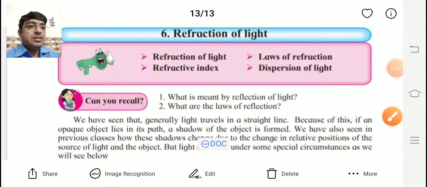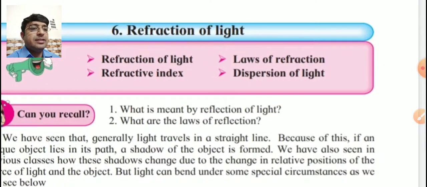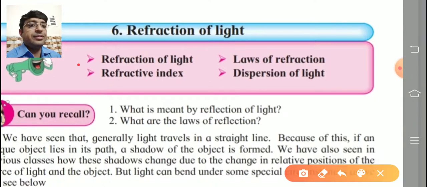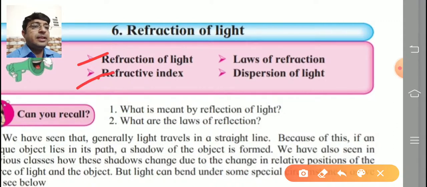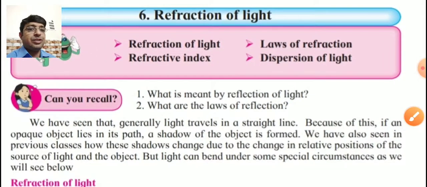Hello students, today we start the new lesson number 6, refraction of light. Four main points are given in this lesson. First one is refraction of light, then refractive index, then laws of refraction and dispersion of light. So we learn in detail about these four points. First of all, we revise some questions.